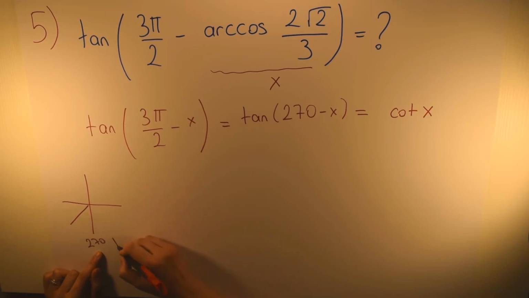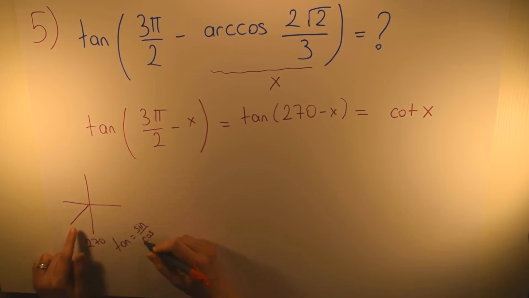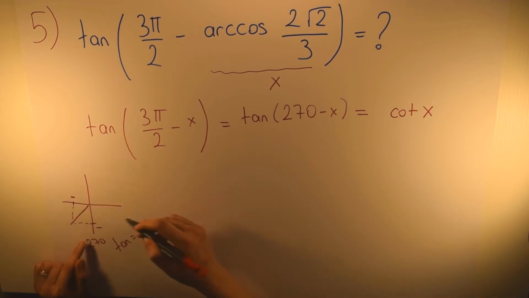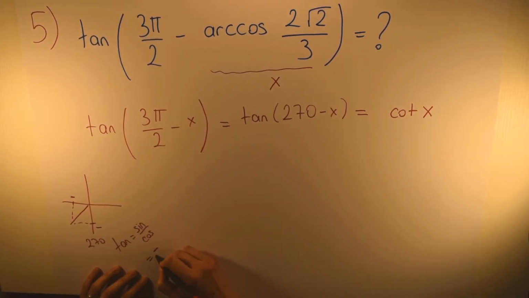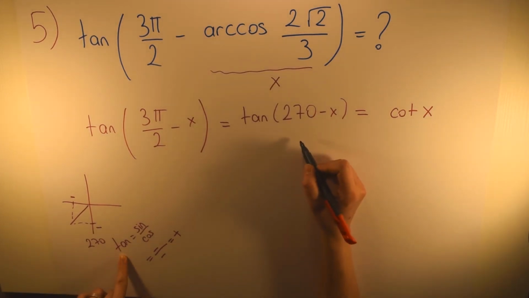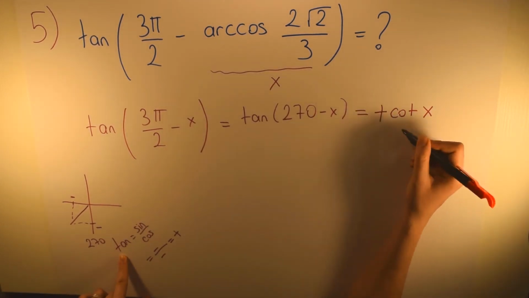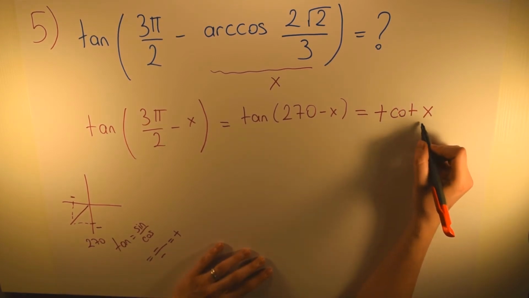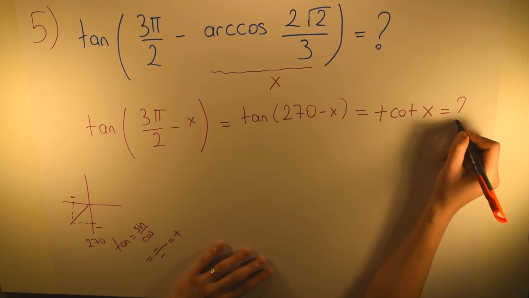Okay, so tangent is equal to sine over cosine, right? So here our sine, as you can see, is on the negative side, and our cosine is also on the negative side, which means negative over negative, which will make it positive, right? So which means our tangent value here will be positive. So it's plus cotangent x. So actually we need to find the value of cotangent x here.